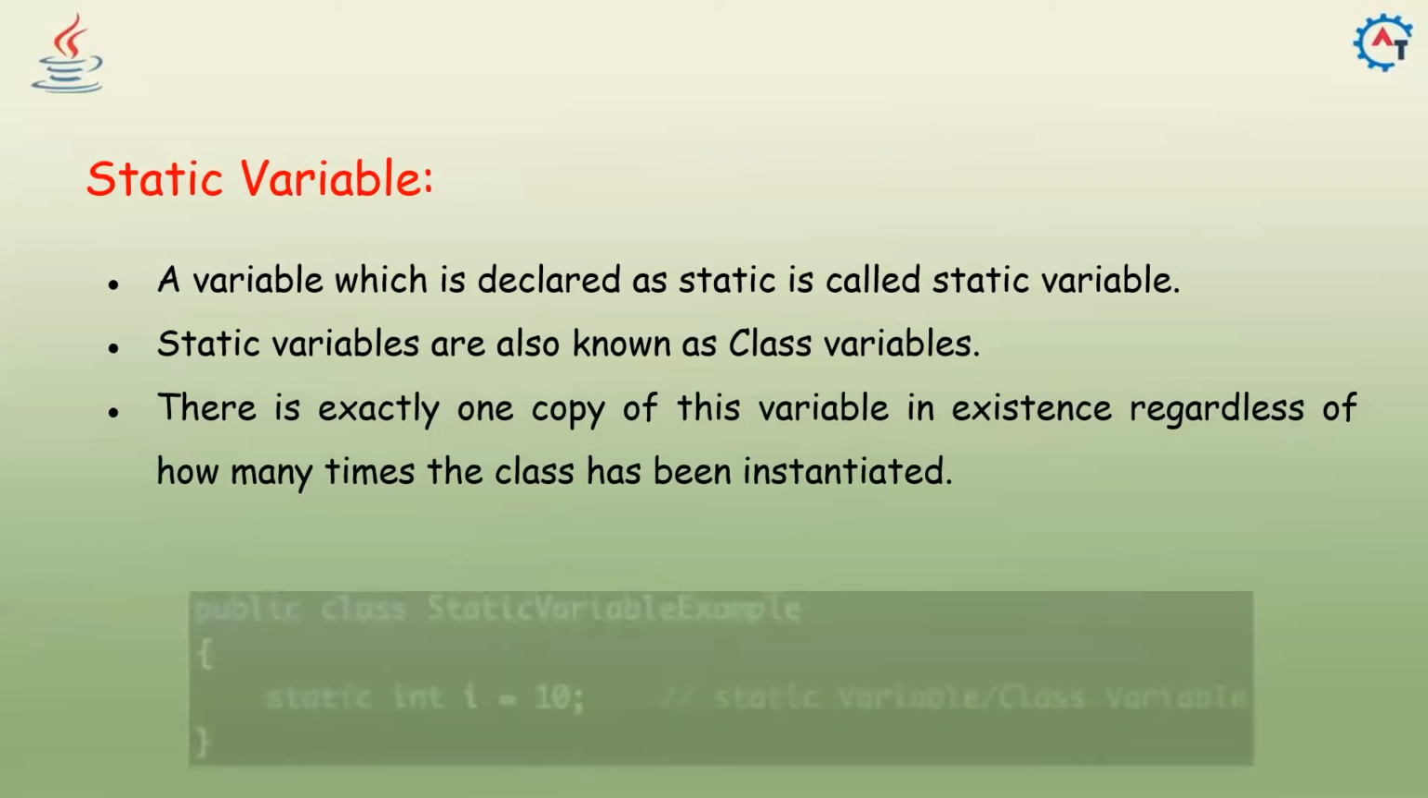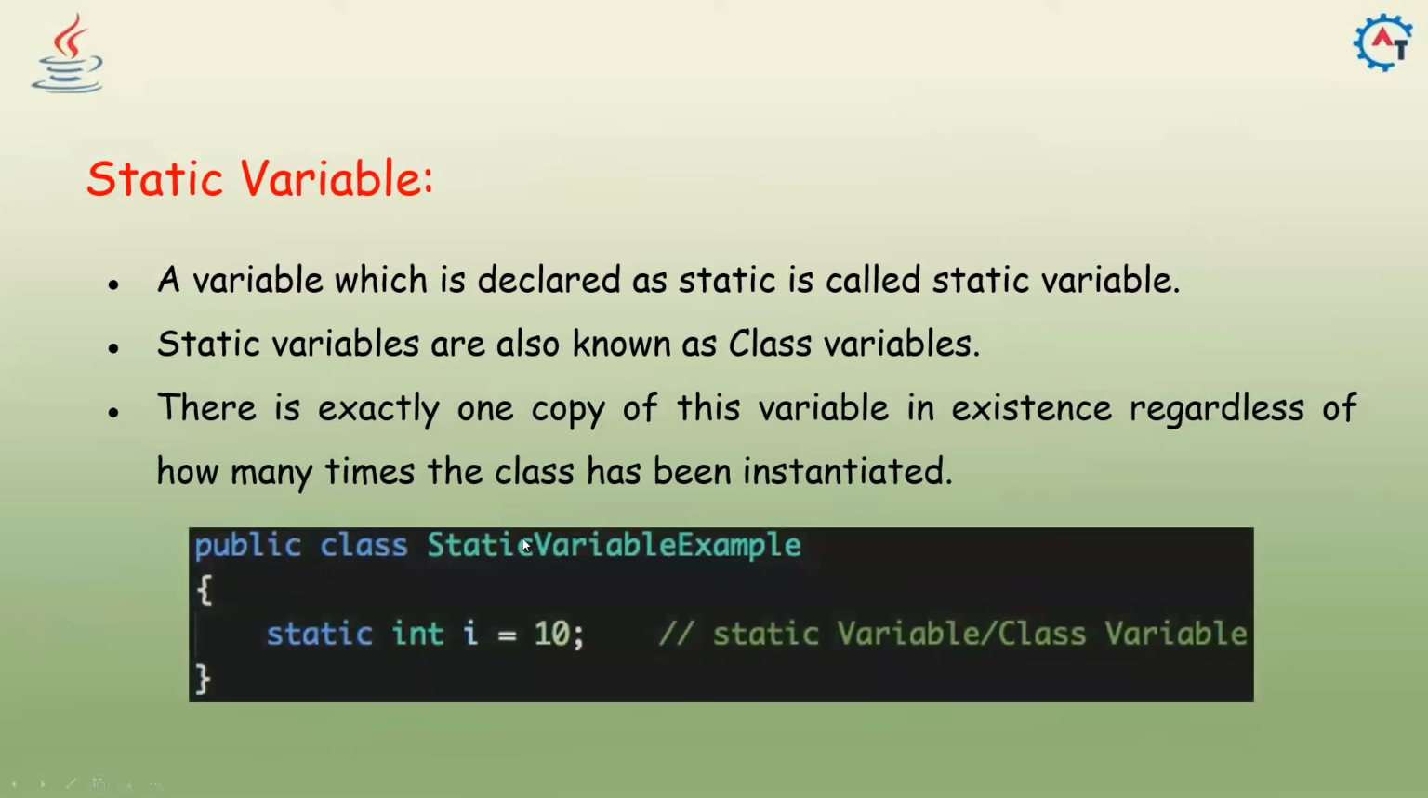Typically you will initialize like this: public class StaticVariableExample, and inside the class, outside any method, a static variable or class level variable. We have seen int i equals 10, but if you put the static keyword in front of that, it becomes a static variable.